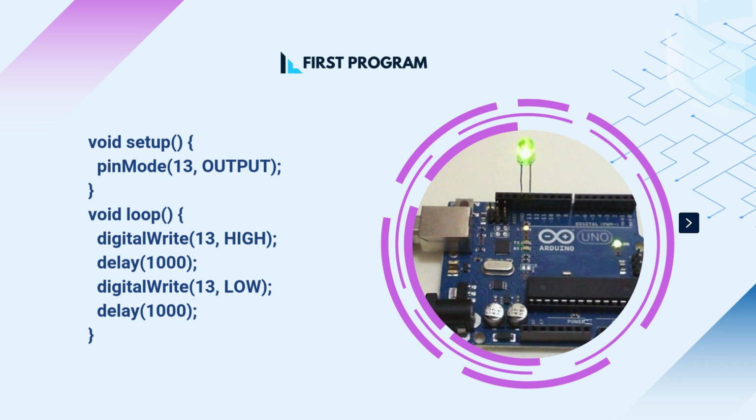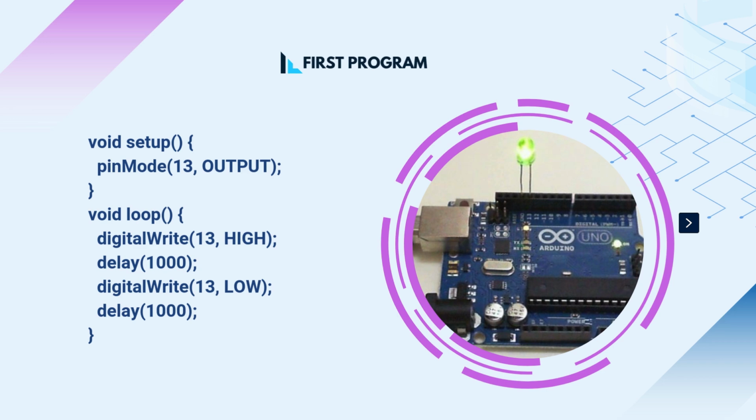Next, we have the loop function. This part runs continuously, over and over again. The first command inside the loop is digitalWrite(13, HIGH). This sends a high signal, or 5 volts, to pin 13. In other words, it turns the LED on.